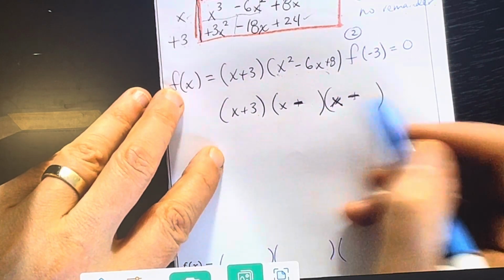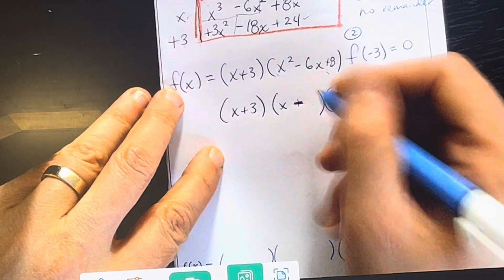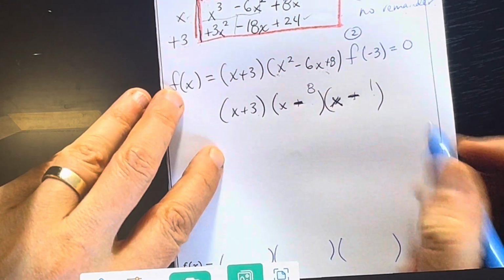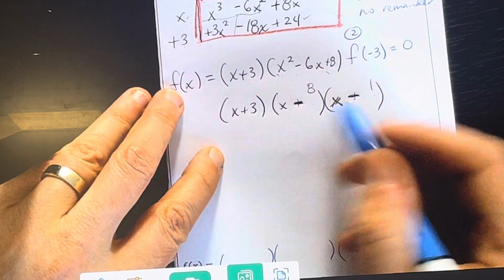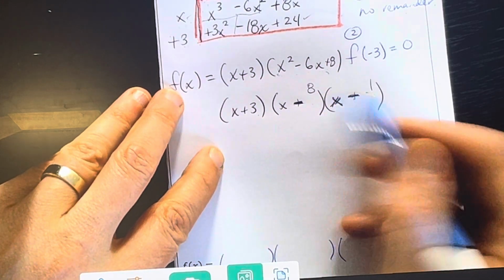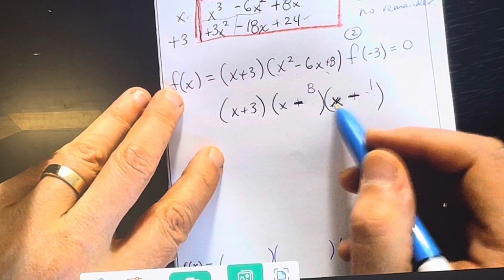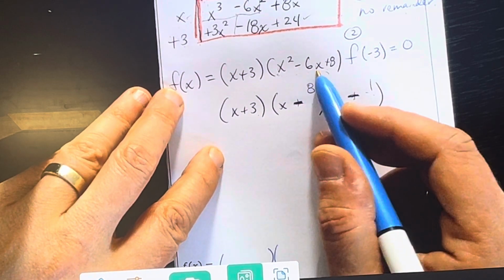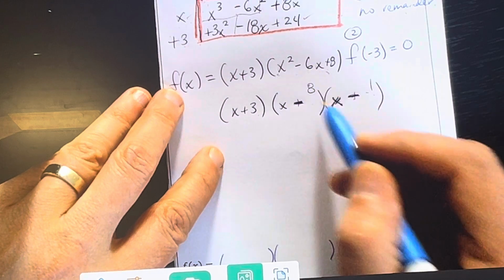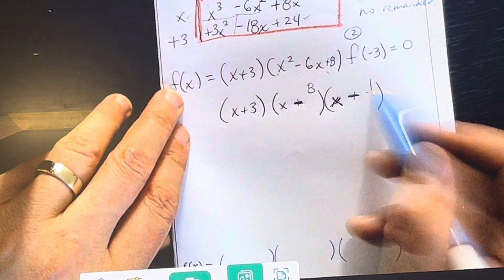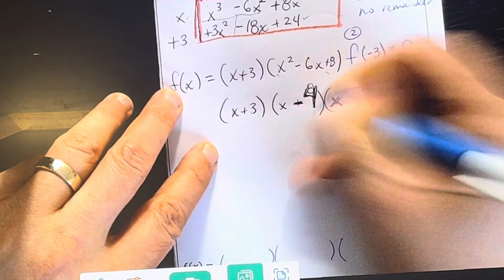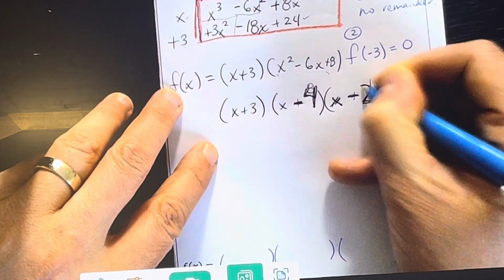So something times something will equal 8. Our choices are either 8 times 1. If we did that, we would get x times negative 1 would be negative 1x. X times negative 8 would be negative 8x. This would get us to a total of negative 9x. But we want negative 6x, so we're not working with 8 and 1. We are working with 4 and 2.